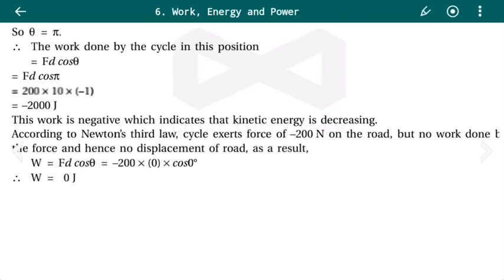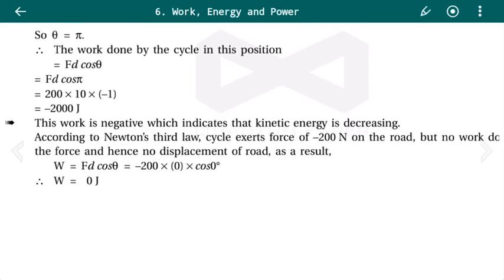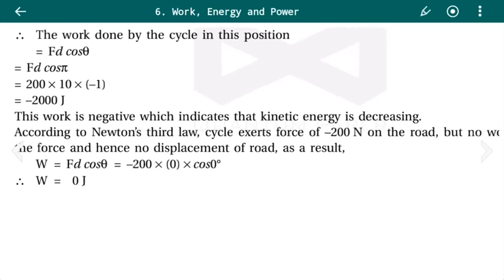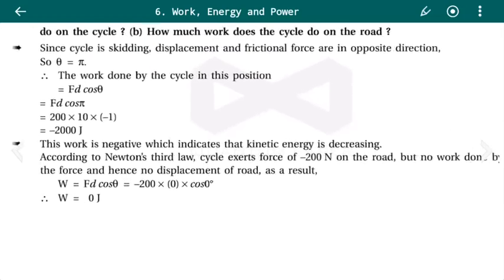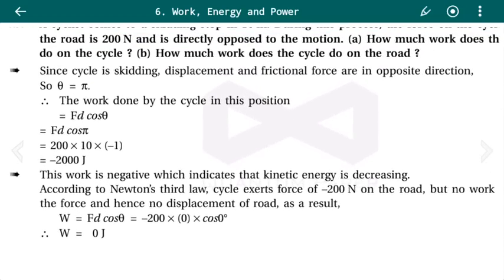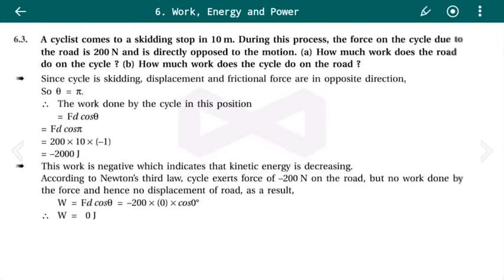As a result, W equals Fd cos theta, that is minus 200 into, here displacement is 0, into cos 0 degree. So work done is 0. So the work done on the road by the cycle is 0 joule. That is, no work is done on the road by the cycle. So students, you may note down this illustration.